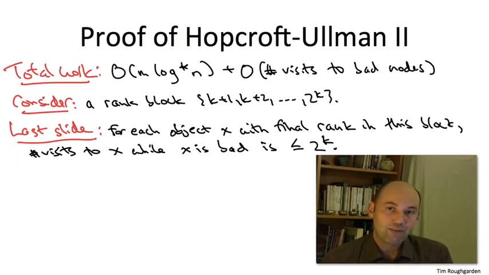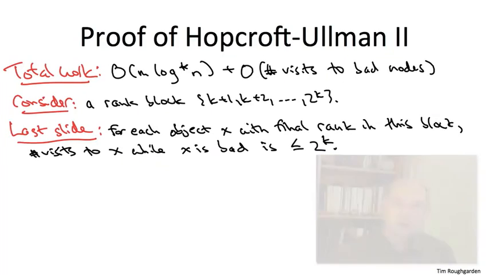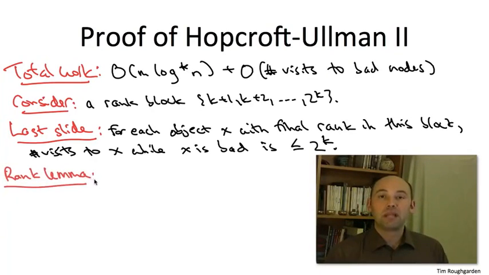We're going to bound that work globally, but we're going to proceed rank block by rank block. So we're fixing one rank block, ranks k plus 1 up to 2 to the k. What we showed on the last slide is that for every object x whose final frozen rank lies somewhere in this rank block, the number of times it can be visited while it's bad, before it becomes good forevermore, is bounded above by 2 to the k. So we've now used one of our key building blocks, that path compression increases the ranks of parents.